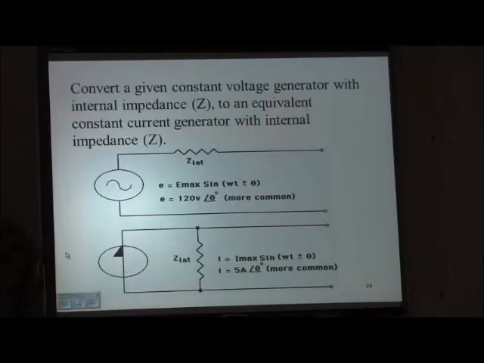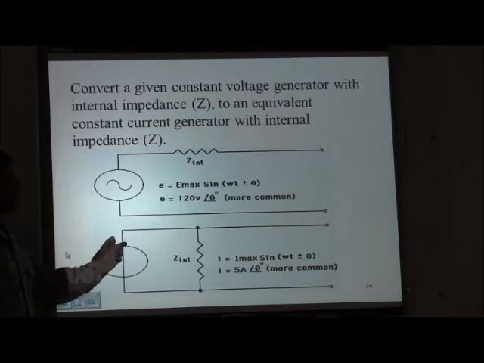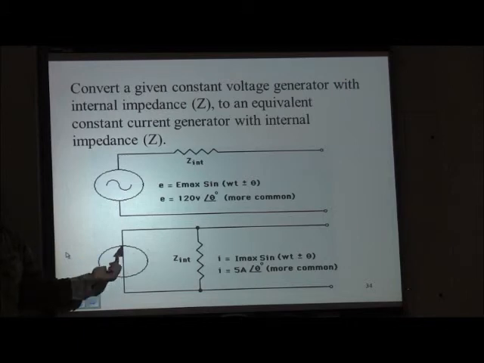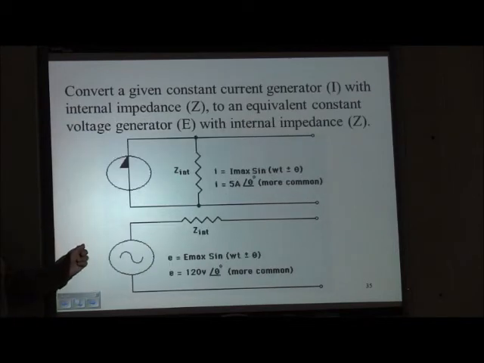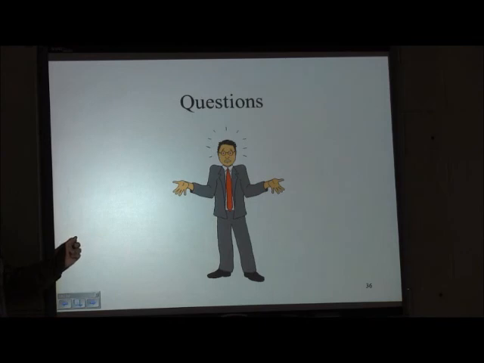Same rules apply here as they did in DC. If you're going to put something in shunt, the value stays the same. You're switching from a voltage generator to a current generator. The direction the arrow is pointing is less important because this is AC, right? Current is going in both directions, so the arrow really doesn't matter, but the value of the impedance does. Any questions?